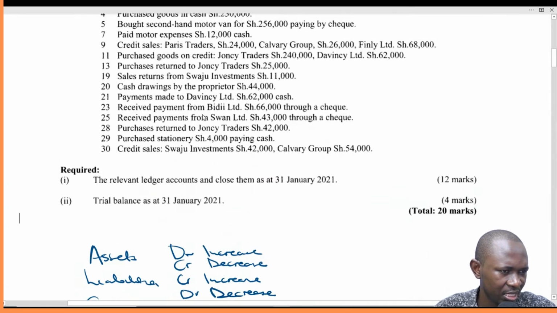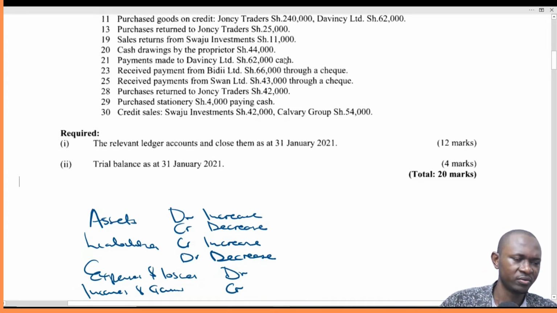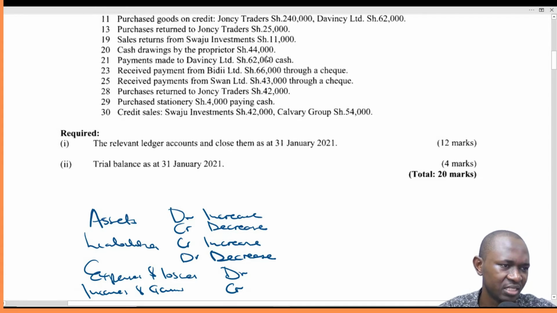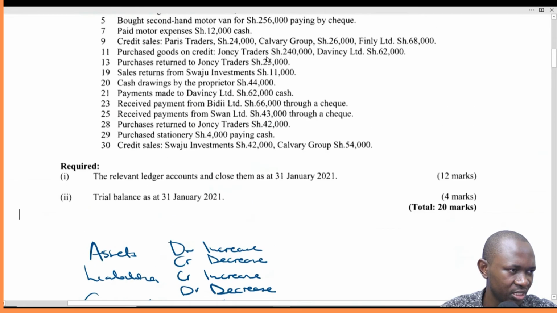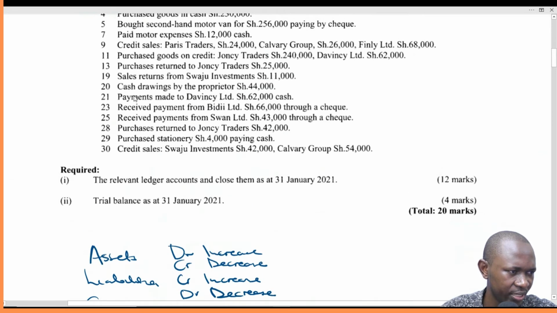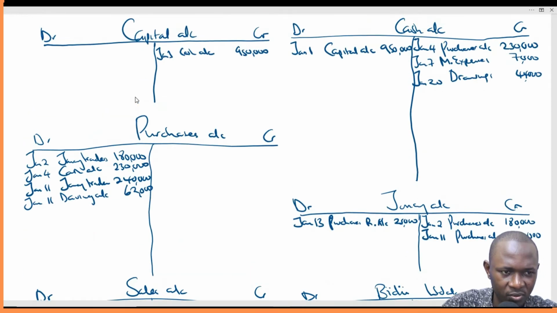The next thing is payments made to Da Vinci, 62,000 cash. So we paid Da Vinci 62,000 in cash. That means money left our cash account. The date is 21st, 62,000 Da Vinci. So January 21st, Da Vinci account, we paid Da Vinci and the amount is 62,000.